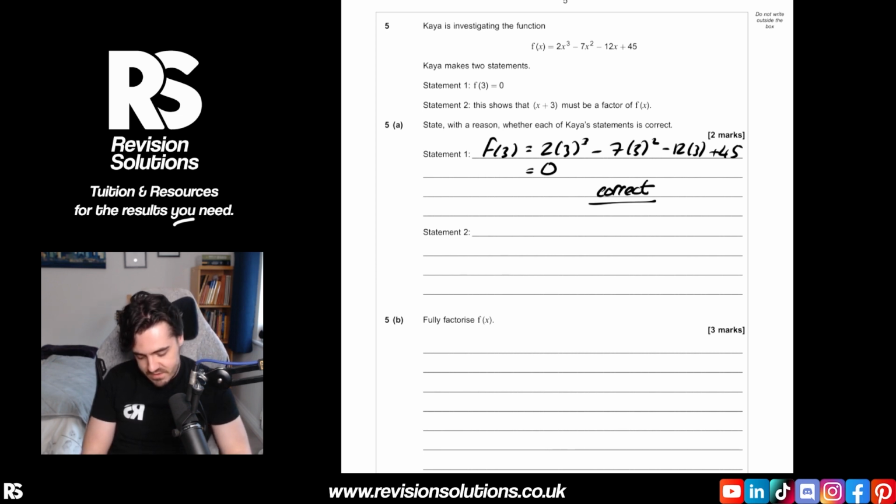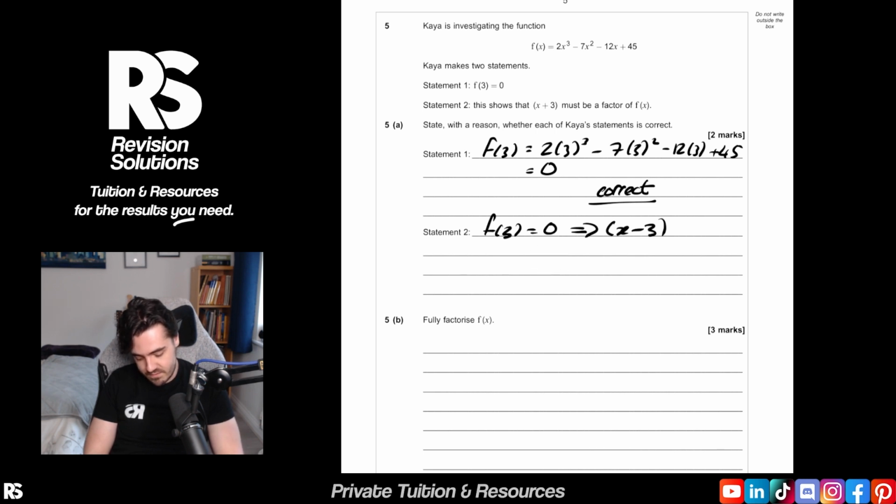Statement 2 then says this shows that x plus 3 must be a factor of f of x. Well, that's not true, because f of 3 being equal to 0 would actually imply a factor of x minus 3 for our function f of x, because if you plug in 3 into x minus 3, that factor comes out as 0, and the whole function would come out as 0 if it's a factor. That's what factor theorem tells us. So the second statement is incorrect.